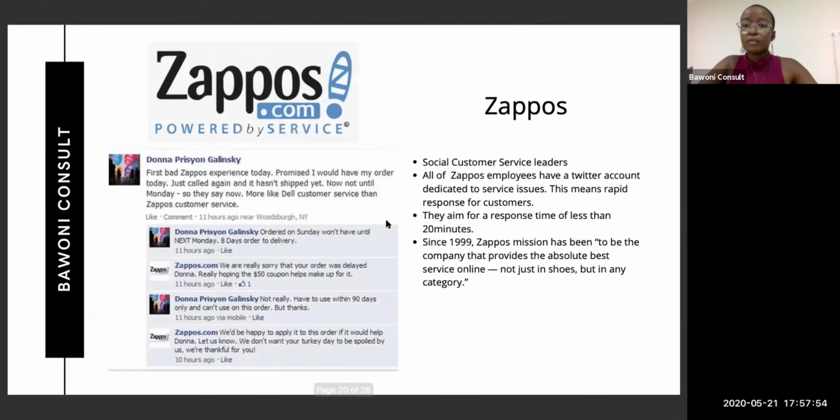So Zappos is one of my favorite brands to talk about when it comes to customer experience. This is a Facebook post basically about a Zappos experience. "First bad Zappos experience today." So that just shows you that this customer has been purchasing from Zappos for a while, and Zappos is a shoe company, an online retail company.